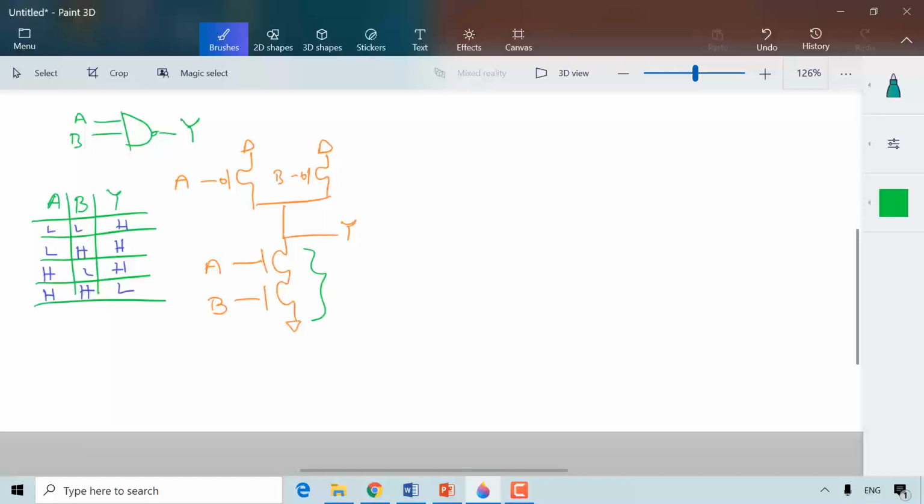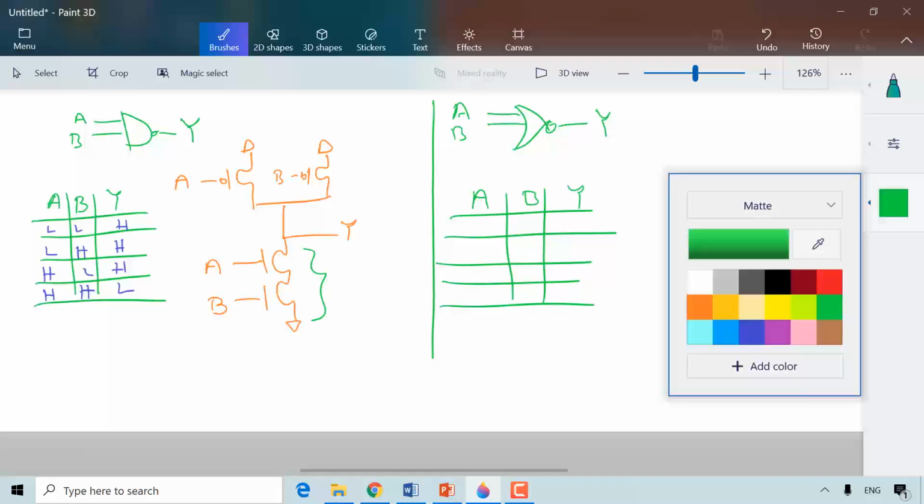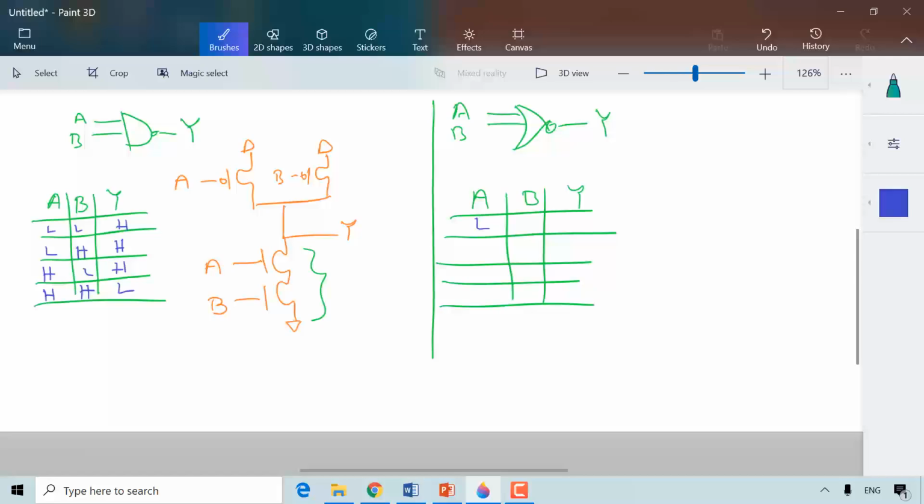Let's take, for example, the NOR gate. So this is the NOR gate, A, B, Y here as well, and the truth table, A, B, Y. So low, low, low, high, high, low, high, high, and obviously the output is high when both are low, and the rest are low.